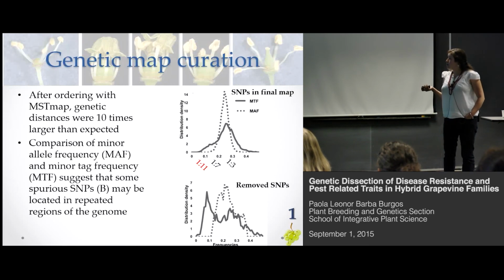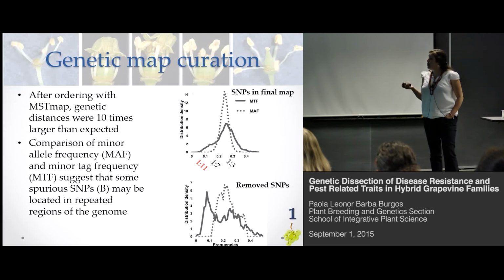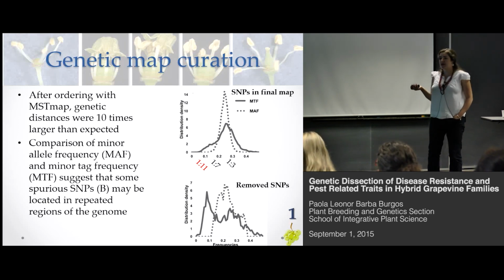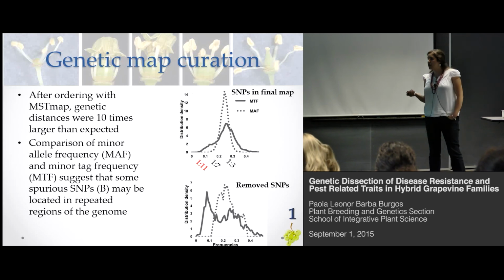The genetic map curation was necessary because after the ordering, we got linkage groups that were about 10 times or even more larger than expected, which is a typical problem with GBS data. It's just because you have bad markers in your linkage group that make your map go higher. So it's a little bit of a pain, because it's kind of a manual curation.